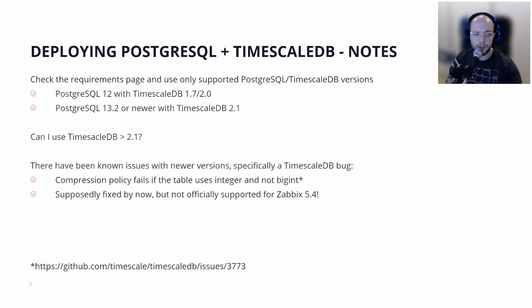Compression policy keeps failing if the table uses integer and not big integer. Supposedly it's fixed by now. So if you have a home environment, a home lab, or a test environment, feel free to play around with these. I also probed our support a bit. They said that it looks to be fixed, but like I said, we haven't tested it officially. So be careful. I'd stick with 2.1 for now, maybe until Zabbix 6.0 comes out early next year, January next year. Then it'll probably be tested on 6.0, and we can give an official answer.